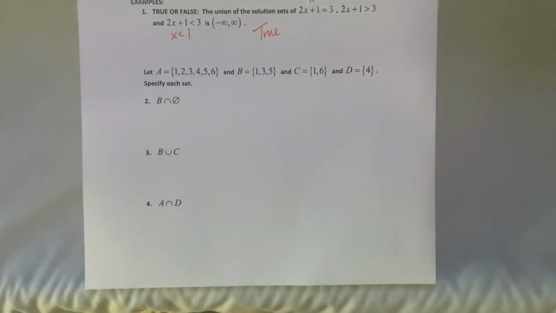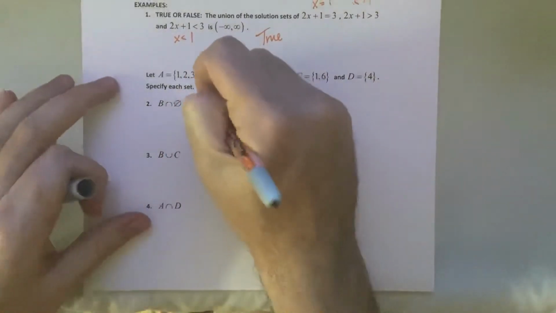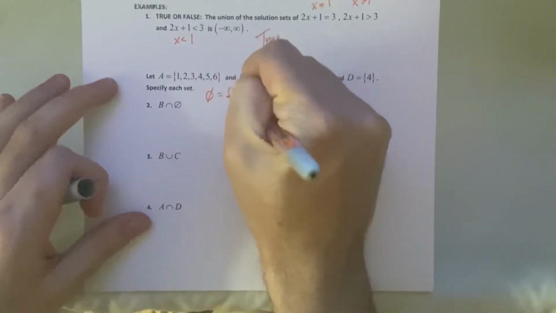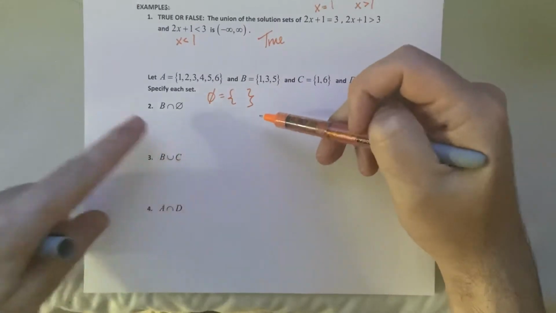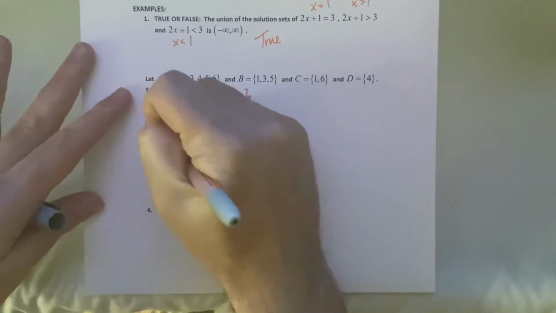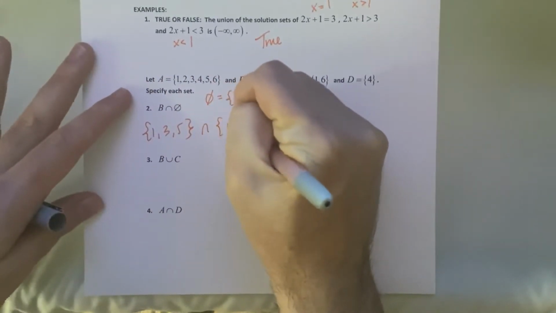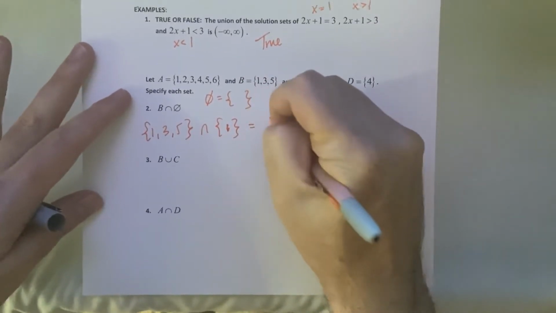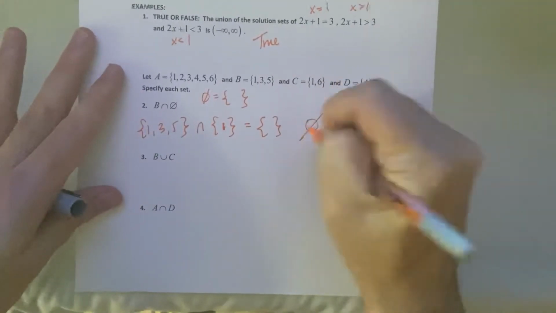So here's some set operations. Let A be the set 1 through 6, B be 1 through 5, C is 1 and 6, and D is 4. B intersect the empty set. So remember, the empty set has nothing in it. It's empty. So they're asking you, what do B and the empty set share, have in common? Any numbers? None. So what is 1, 3, 5 intersect nothing? It's nothing. And generally, any set intersecting the empty set is the empty set.